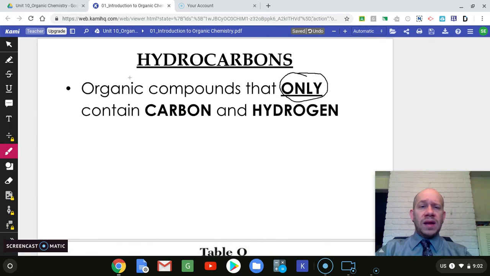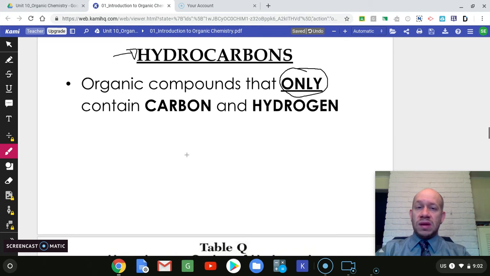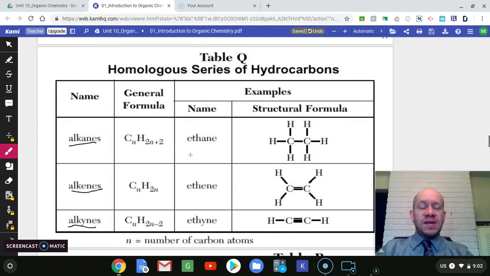Organic compounds that contain only carbon and hydrogen are called hydrocarbons. So that is a definition you must remember. Table Q tells us the homologous series of hydrocarbons. So these are our 3 main classes of hydrocarbons.